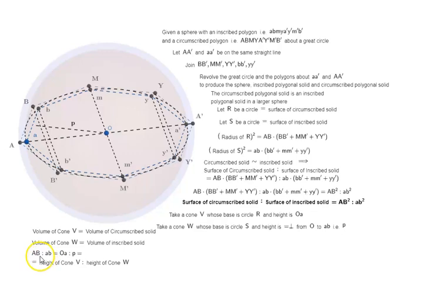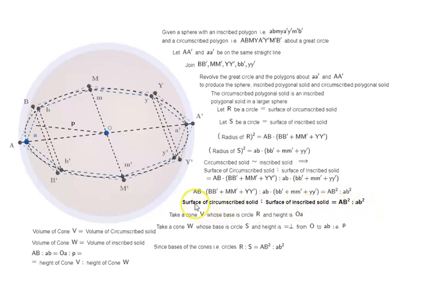And we know that AB is to AB is equal to OA is to P, which is equal to height of cone V is to height of cone W. Since bases of the cones, that is circles, R is to S is equal to AB square is to AB square. Now, how did we get this? Because we have already proved that the surface of the circumscribed solid is to surface of inscribed solid equal to AB square is to AB square.